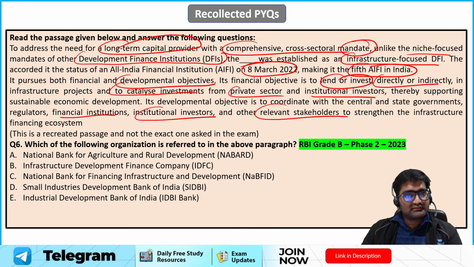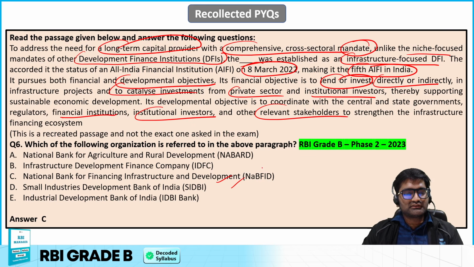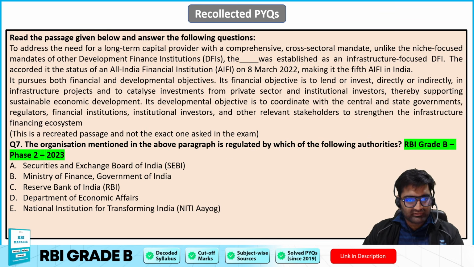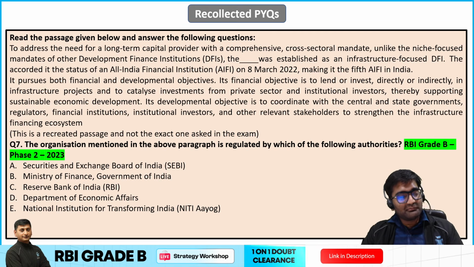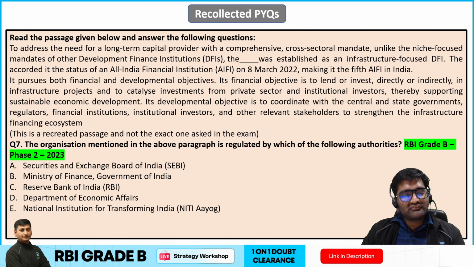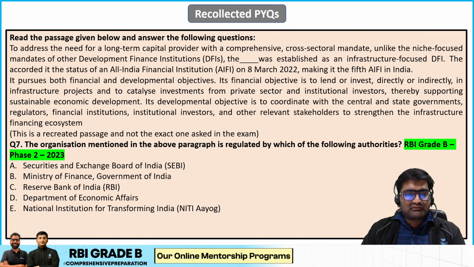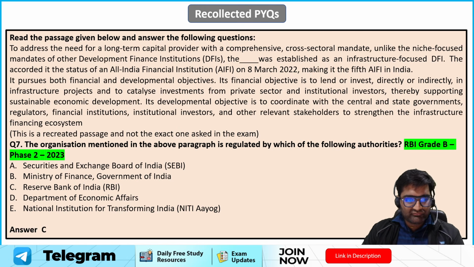Yes, if you have answered C, that is absolutely the right answer: National Bank for Financing Infrastructure and Development, NaPFID. Coming to the next one: the organization mentioned in the above paragraph is regulated by which of the following authorities? Now we know the answer for this. Absolutely, it is an All India Financial Institution, so it will be regulated by the RBI. So C is absolutely the right answer for this.